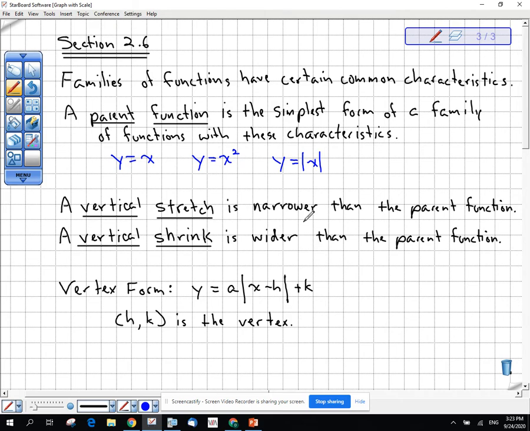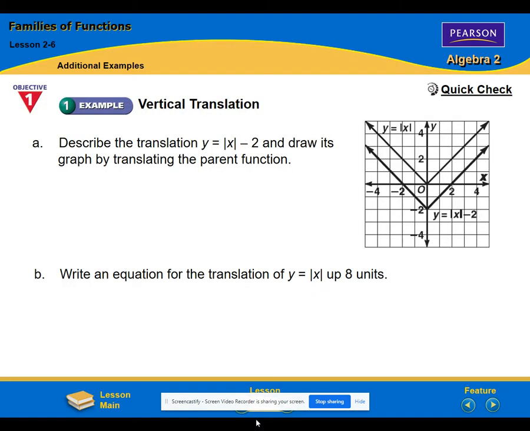Now let's look at an example. Describe the translation of y equals the absolute value of x minus 2 and draw its graph by translating the parent function. They already have a graph here, so we'll just reference this. Notice that it's absolute value around the x, and then the minus 2 is outside. That's going to be critical to recognize how this behaves. The parent function would be this one right here, and the one that is the absolute value of x minus 2 would be the one that's right here.